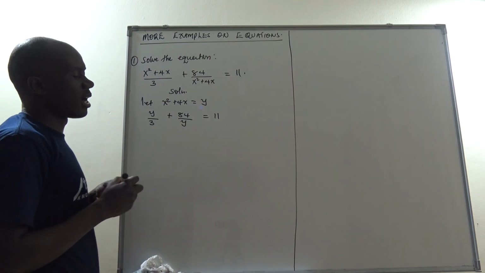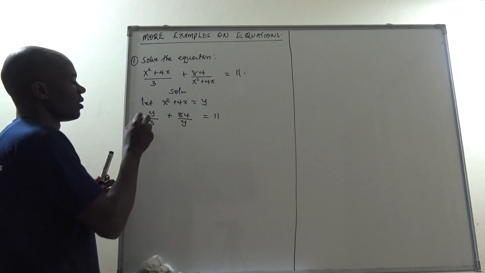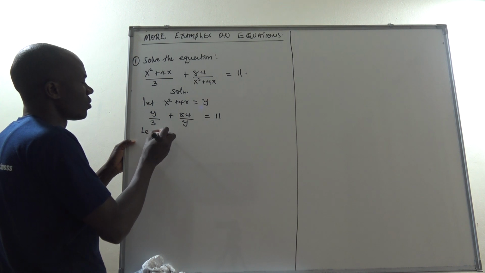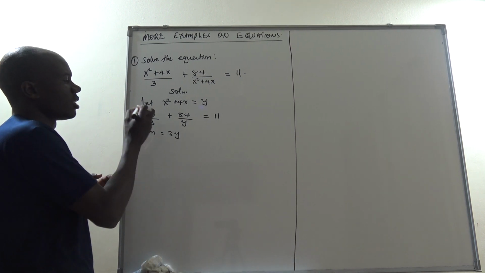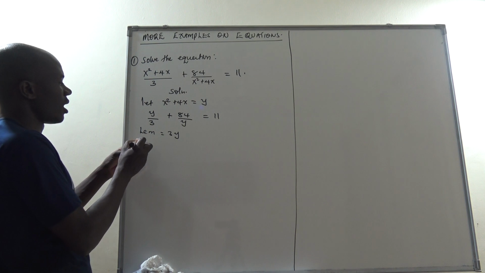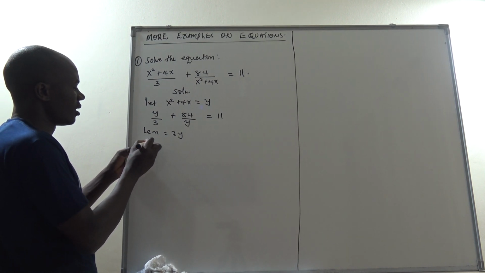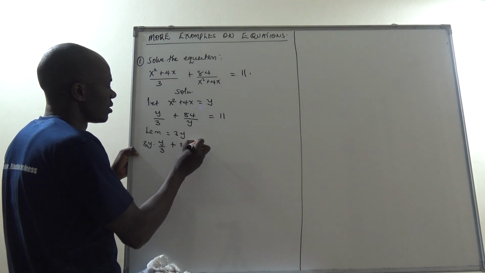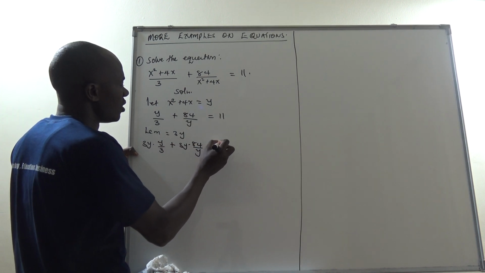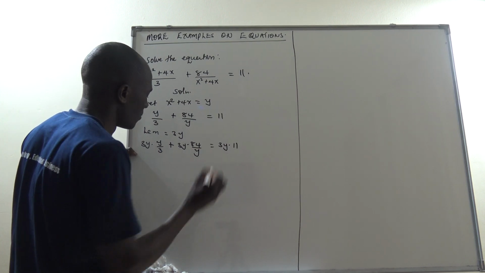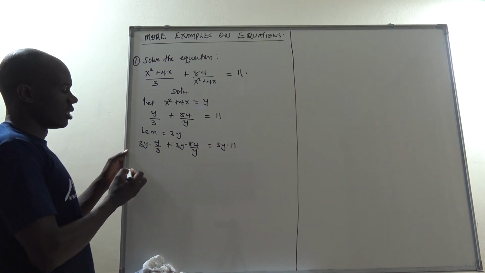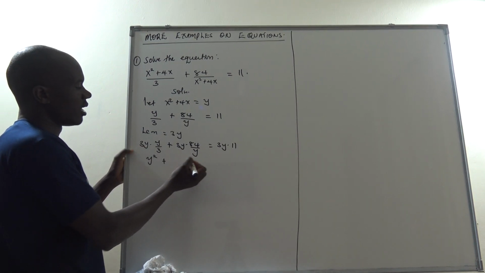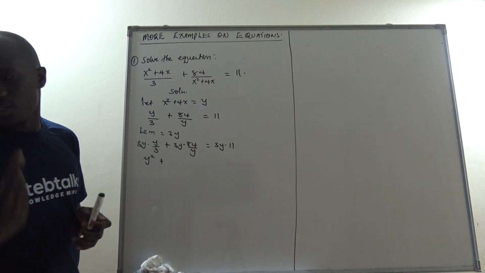Now, can we look at our LCM? What is our LCM? The LCM is 3y. Multiplying by 3y everywhere, we are going to have 3y times y out of 3 plus 3y times 84 out of y equals 3y times 11. Now, 3 reduces. y times y gives a y squared, and the y and y reduce. We remain with 3 times 84.